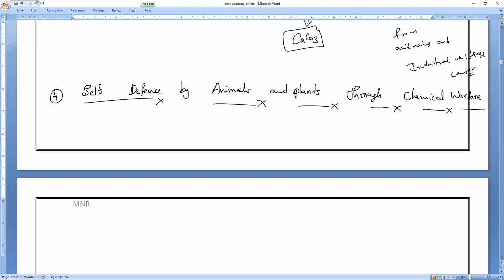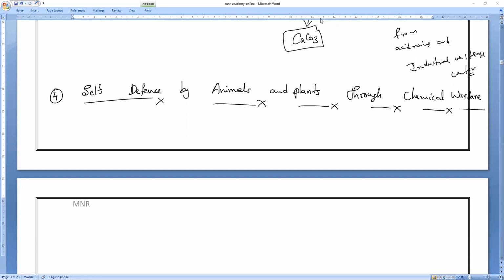Have you all experienced a wasp? A wasp bite is very, very painful. Compared to the honeybee, wasp in Telugu we say kandiriga. So a wasp is very powerful compared to honeybees. It causes a more burning pain when the wasp bites us.